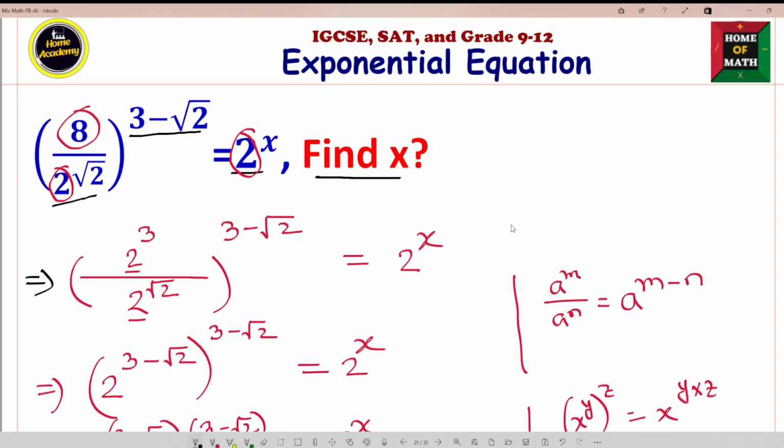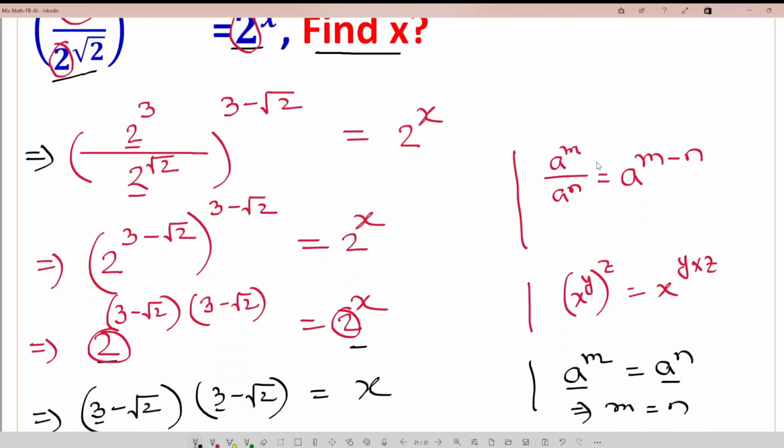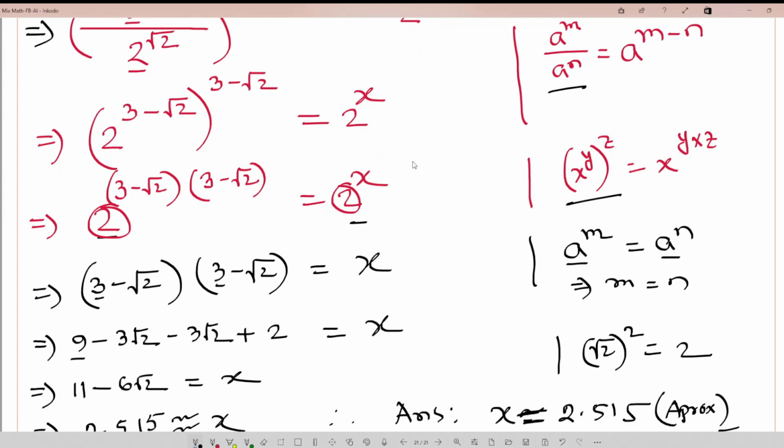It's a very short math problem but very important, and you should be careful about some rules of exponents, which are a to the power m divided by a to the power n, again x to the power y to the power z, a to the power m equals a to the power n, and also be careful about plus minus signs, and also root 2 type of square.